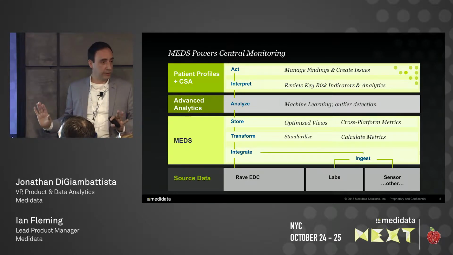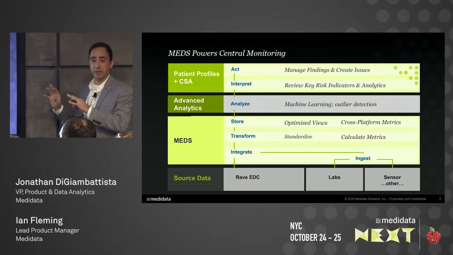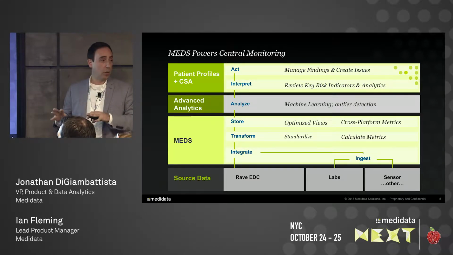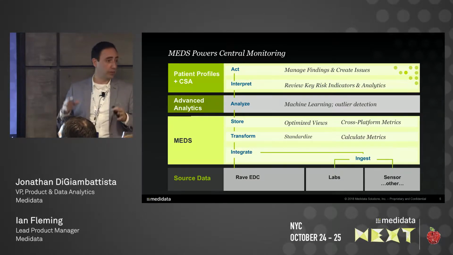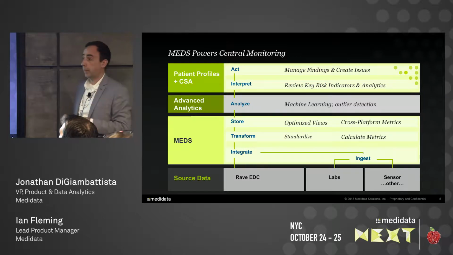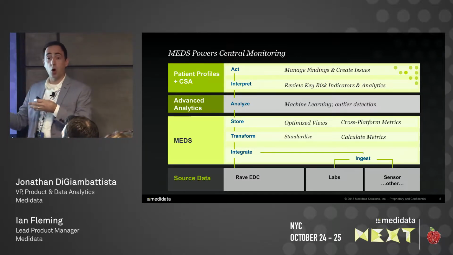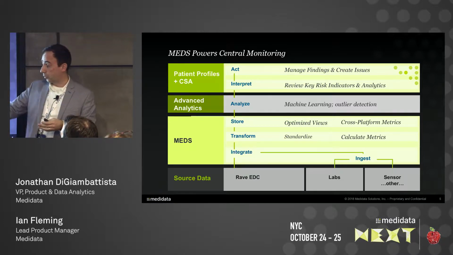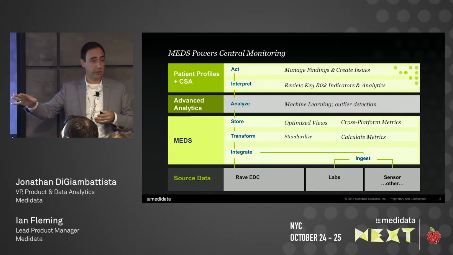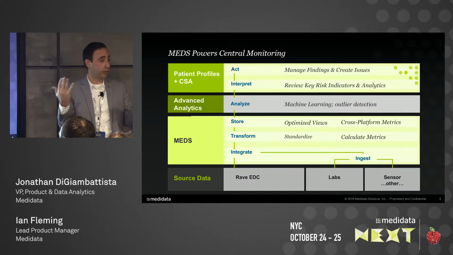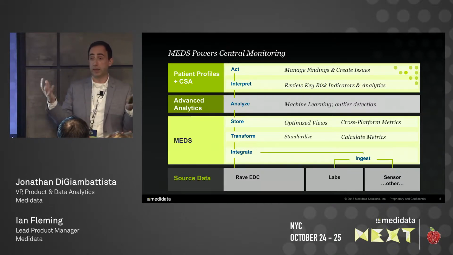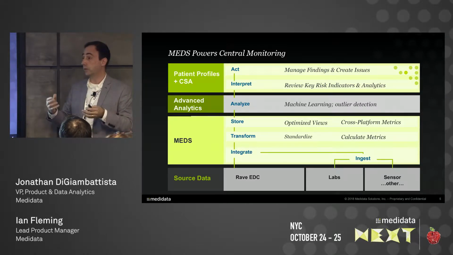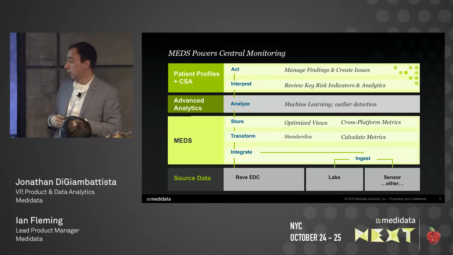So to talk a bit about using this tech stack, and this gets a little bit detailed, so I'll spend a little bit of time on this slide, but how we're applying MEDS today to power a central monitoring use case. So patient profiles, CSA, the cloud-based versions of those tools are all 100% based on the data that's flowing through MEDS. So we start with the Rave EDC data. That data is native to the platform. So anyone who is on Rave EDC, Rave X, that data is in MEDS. So that's live and active today.